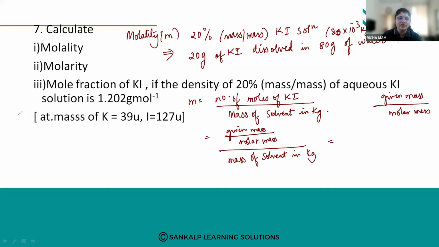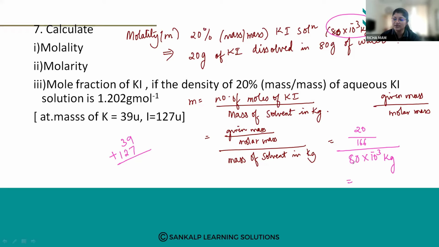So now we'll put the values. Given mass is 20. What is the molar mass? Molar mass is 39 plus 127. It comes to 166. So 166 is the molar mass, divided by the mass of the solvent in kg, which is 80 into 10 raised to minus 3 kg.